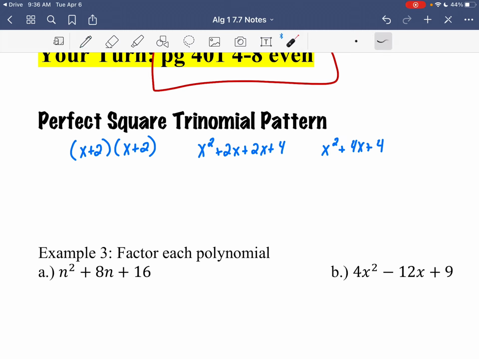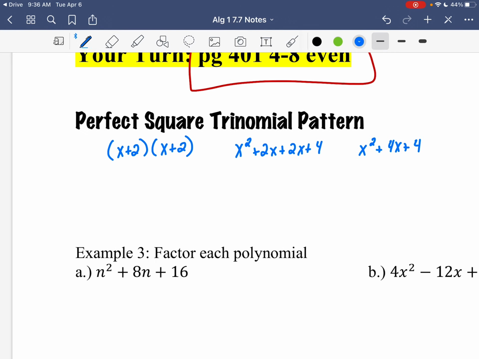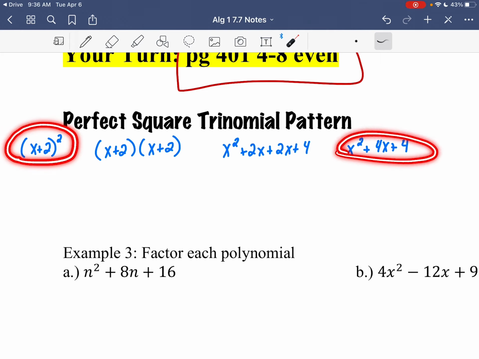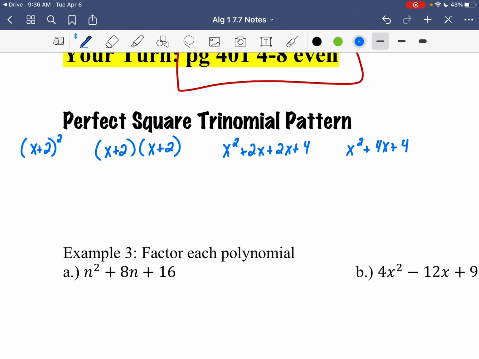Important thing to notice, this first term is just the square of the first ones, and this last one is just the square of the last ones. And we can write this x plus 2 times x plus 2, a shortcut way, as x plus 2 squared. This is what is meant by a perfect square trinomial: I take something times itself, and this is the trinomial I get from multiplying x plus 2 times itself.